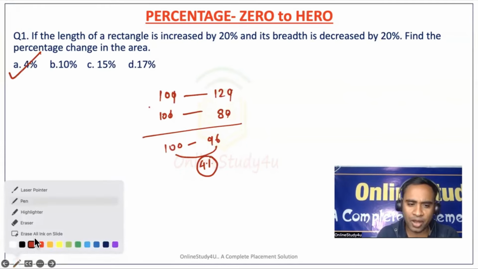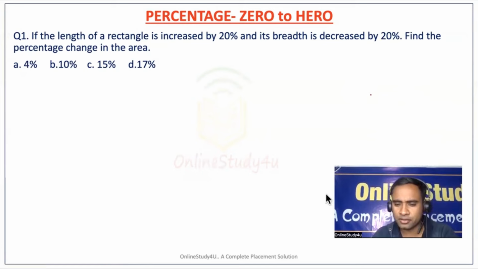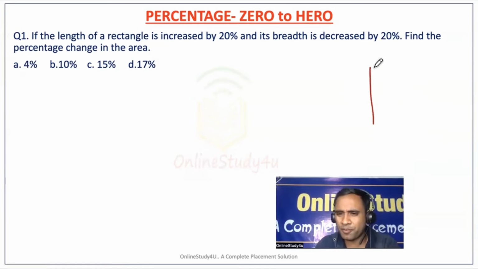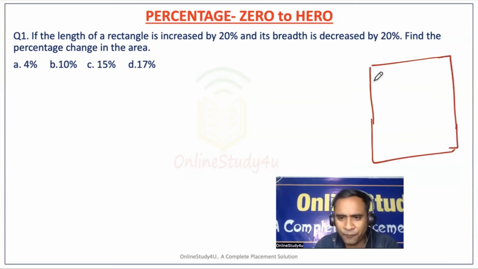Now let us understand the clear way of solving it so that you will also be able to solve this problem in your mind. So if there is any kind of increment, then add it to 100 and divide by 100. Add it to 100 and divide by 100.